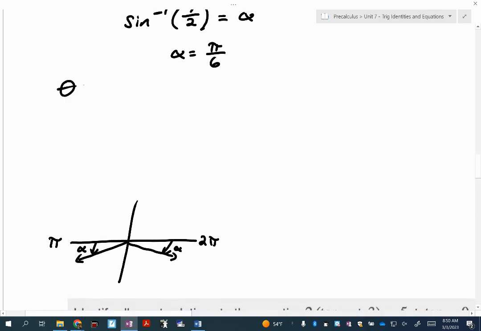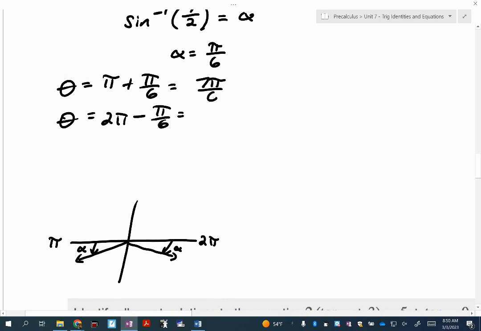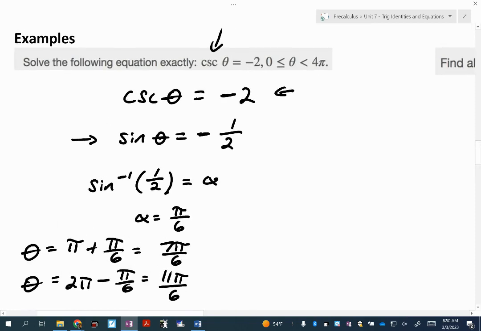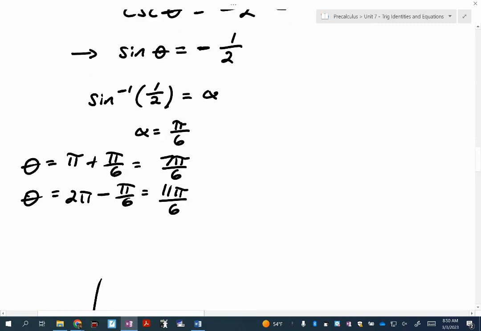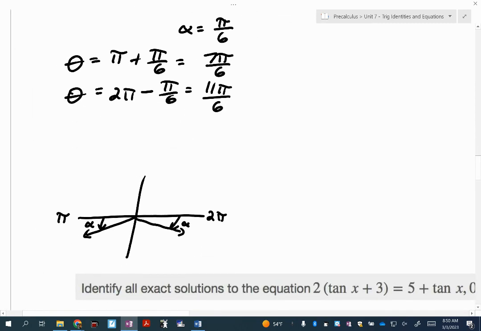So that gives me two of my solutions: pi plus pi over 6 and 2 pi minus pi over 6. We get the same ones we just got, 7 pi over 6 and 11 pi over 6. But I don't know if you saw this, it's easy to breeze right by it. It says for thetas between 0 and 4 pi. So now we've got to go around the circle another time.